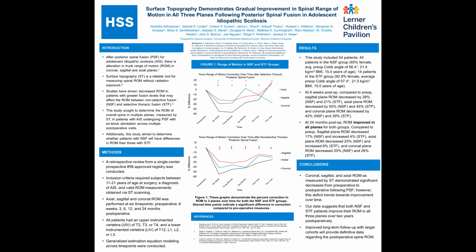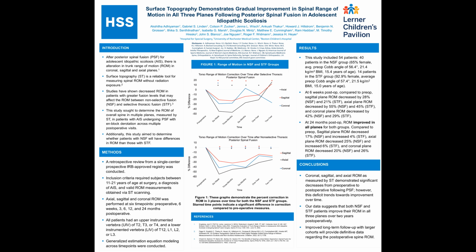At 24 months post-op, range of motion improved in all planes for both groups compared to the early postoperative period. Sagittal plane range of motion decreased 17% for the non-selective group and increased 4% for the selective thoracic fusion group. Axial plane range of motion decreased 25% for the non-selective fusion group and increased 6% for the selective thoracic fusion group. And finally, in the coronal plane, range of motion decreased 20% in the non-selective fusion and 26% in the selective fusion groups.